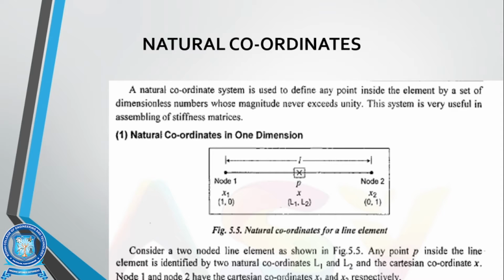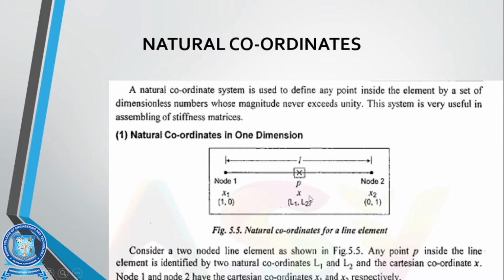So the natural coordinates in one dimension. First we are going to see how we are using the natural coordinates in one dimension. Here there is a two-noded element which is shown in the diagram. At point P, inside the line, the element is identified by two natural coordinates L1 and L2.